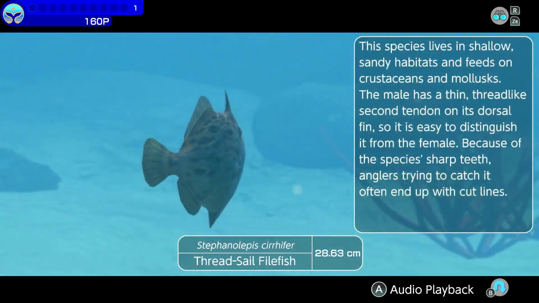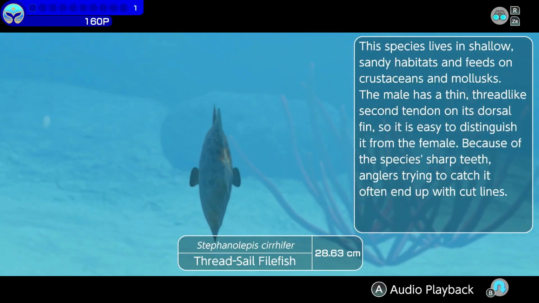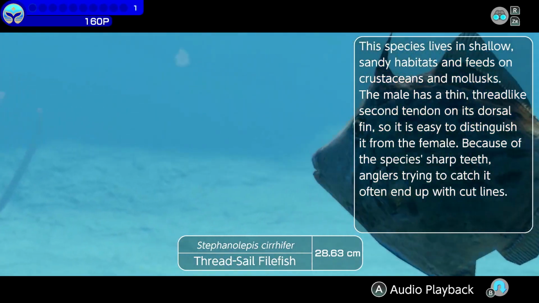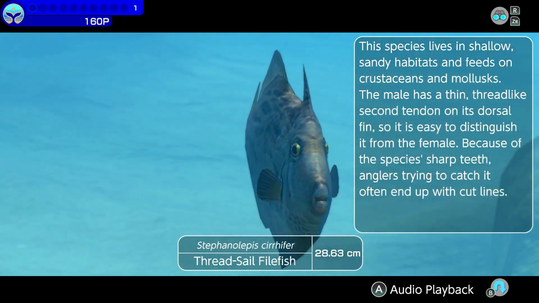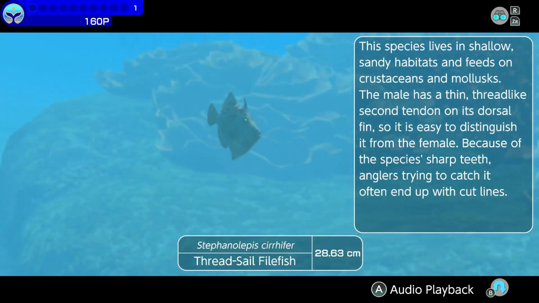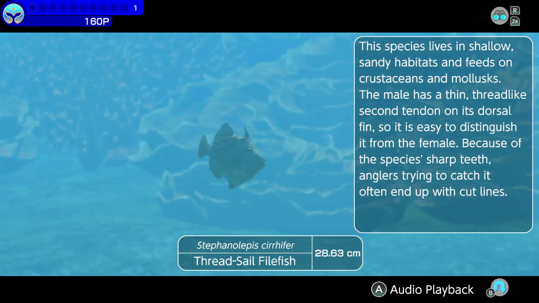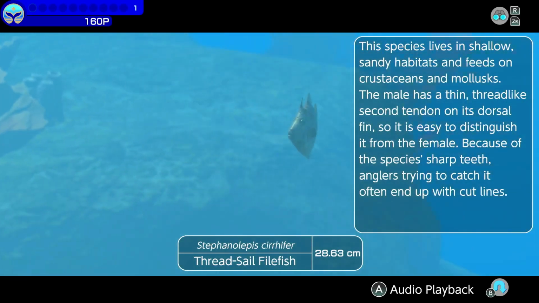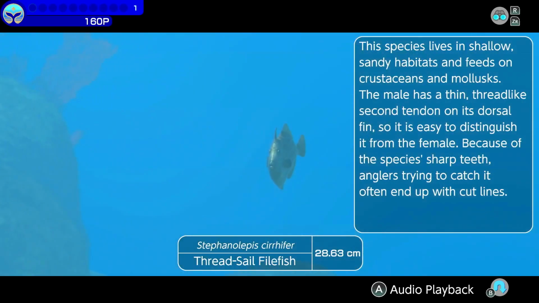Threadsail filefish. This species lives in shallow, sandy habitats and feeds on crustaceans and mollusks. The male has a thin, thread-like second tendon on its dorsal fin, so it is easy to distinguish it from the female. Because of the species' sharp teeth, anglers trying to catch it often end up with cut lines.